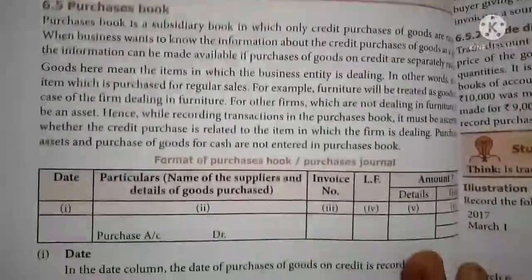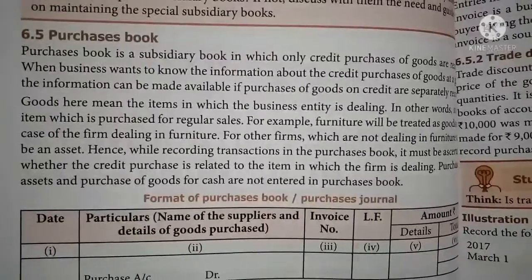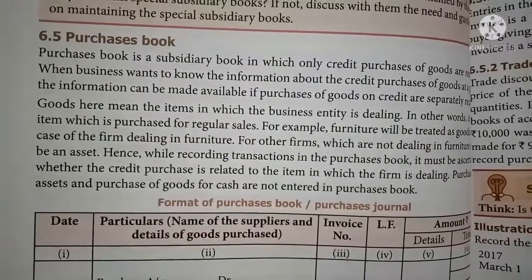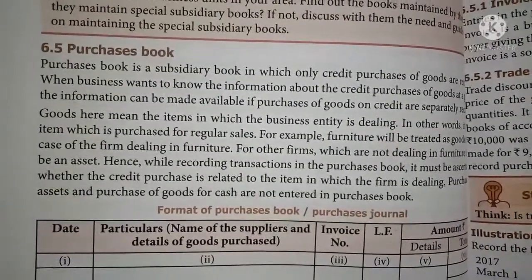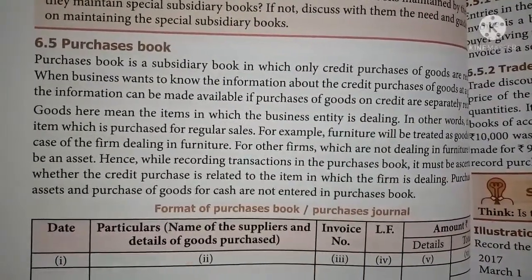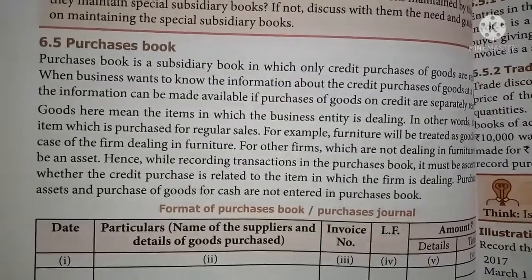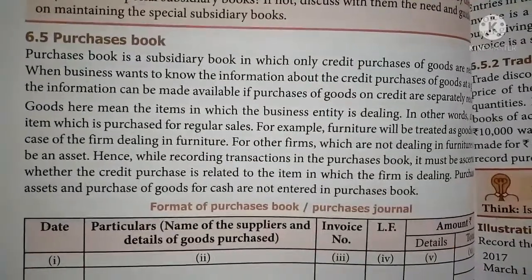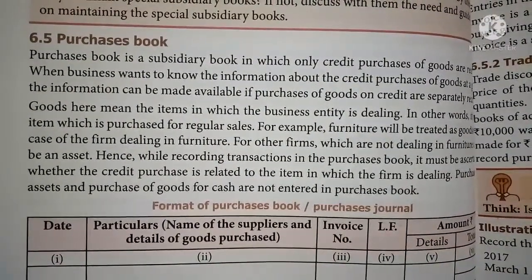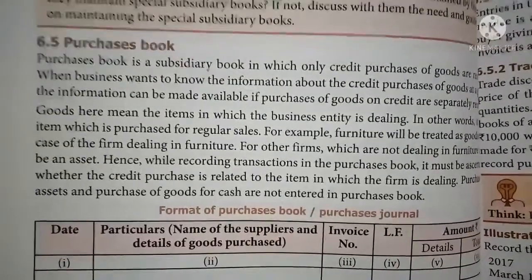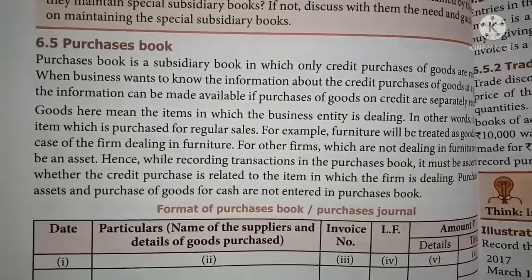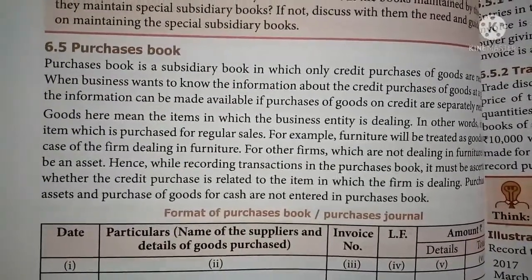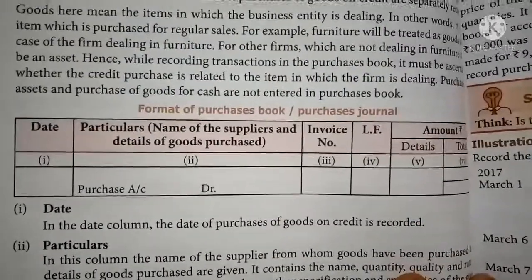There are 4 major books to be maintained in this chapter: purchase book, purchase returns book, sales book, sales returns book. Purchase book is one of the subsidiary books, and in this book we should record all the credit purchase of goods. Don't take cash purchase and asset purchase transactions in this book. Only take goods purchased on credit and record this transaction in the purchase book. It is a specimen of purchase book.